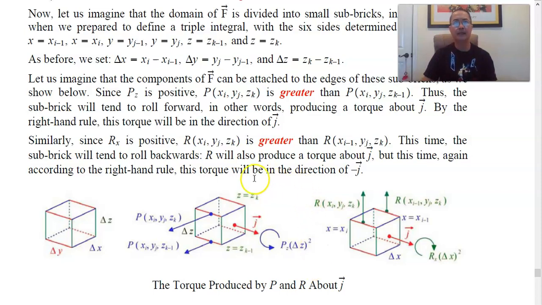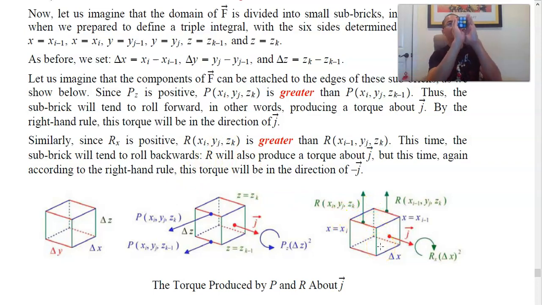Okay? And let's say that, which partial do we want? Where is the R? There it is, Rx. Partial of R with respect to x is positive. So therefore, as we move along the positive x-axis, your R will increase.